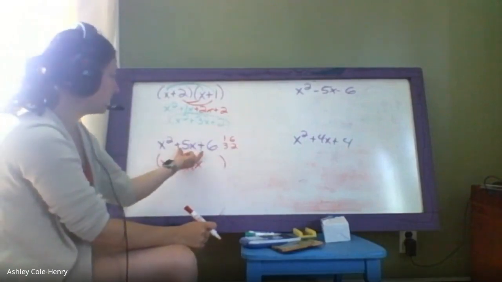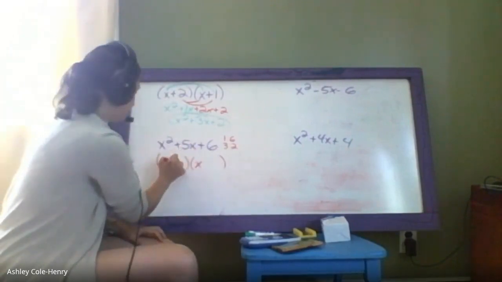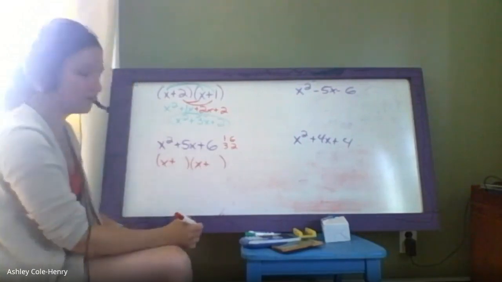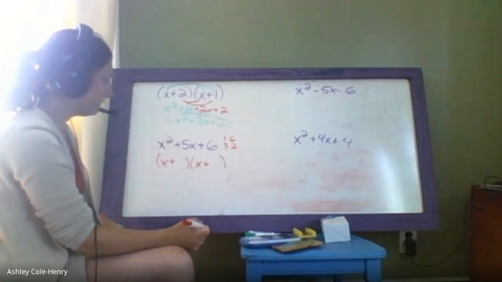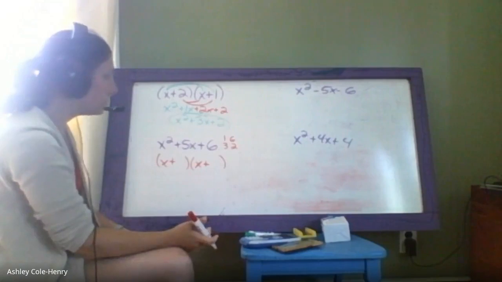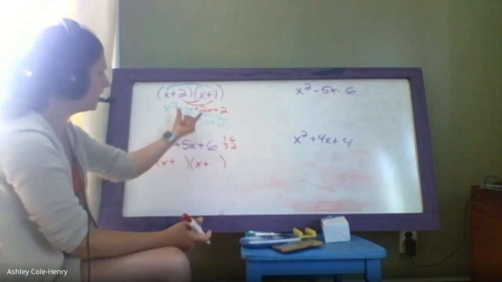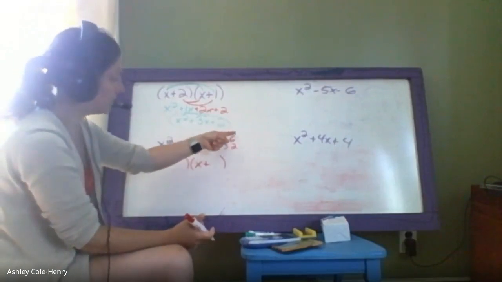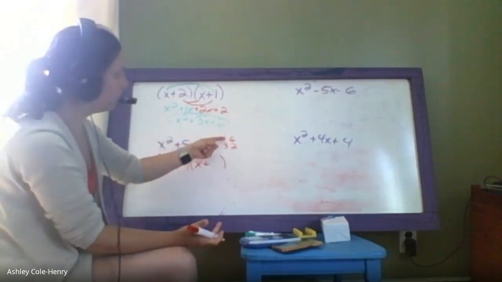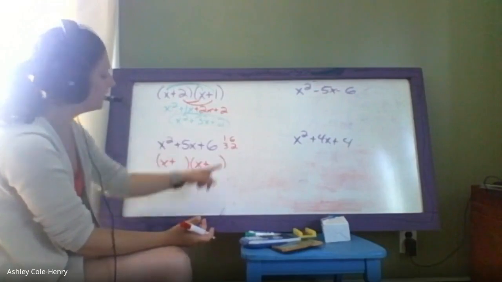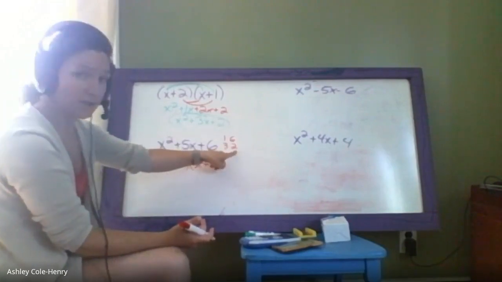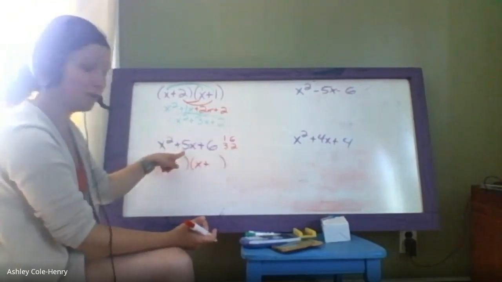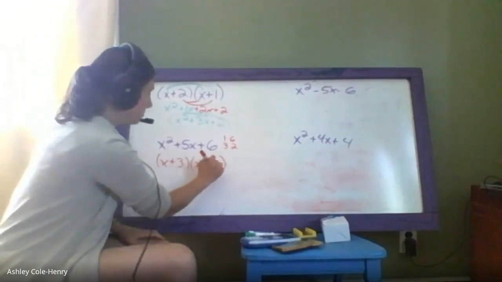If both signs are positive, then both signs down here are positive. Now I just need to figure out what multiplies to be 6 but adds to be 5. If I have 1 and 6, I multiply them, I get 6, but 1 plus 6 would give me 7, not 5. 3 times 2 would give me 6, and 3 plus 2 would give me 5. So I'm going to have a 3 and a 2.